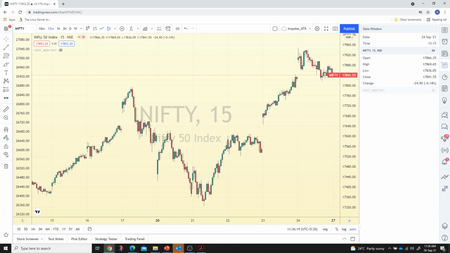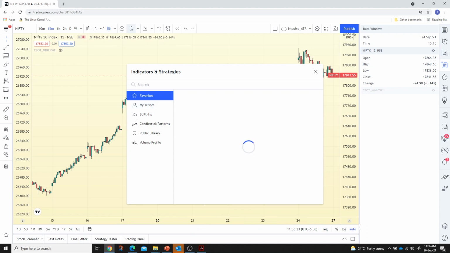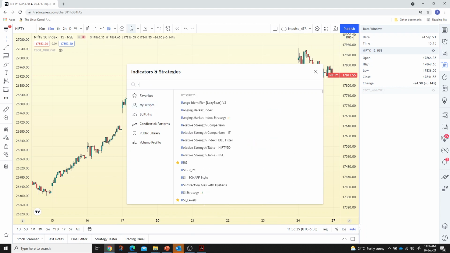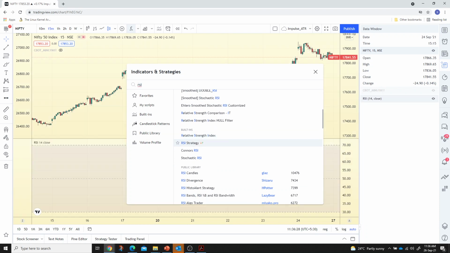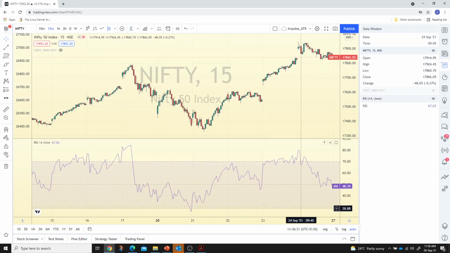Then data window, this is used when you are working with indicators. It is a very useful feature to know because you know exactly what is the value of that indicator. Let's say here, when I move the mouse, it shows me what's the value of RSI, right? When we make the indicator, maybe we'll also have a look at it.